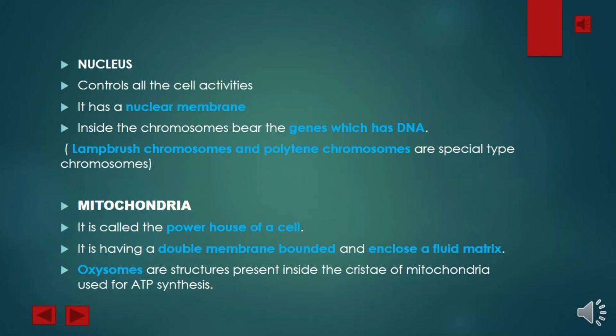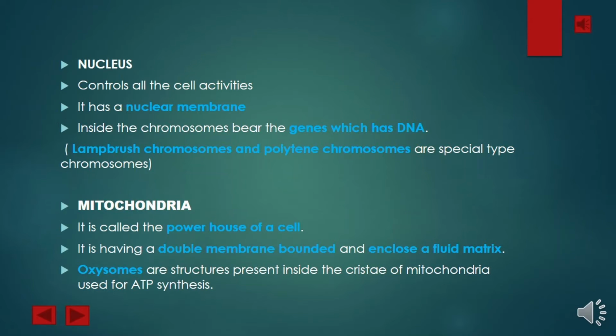Coming to the nucleus of the cell, it is the main center part which controls all the cell activities. It has a nuclear membrane inside which the chromosomes bear the genetic material DNA in the genes. There are special types of chromosomes such as lampbrush chromosomes and polytene chromosomes.